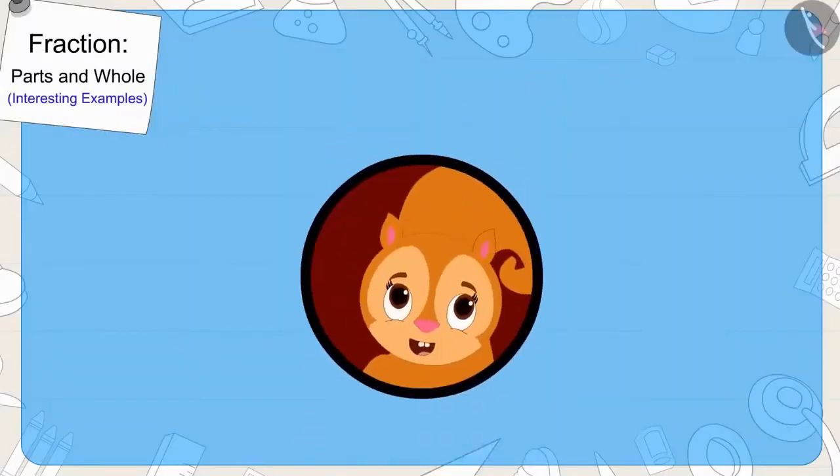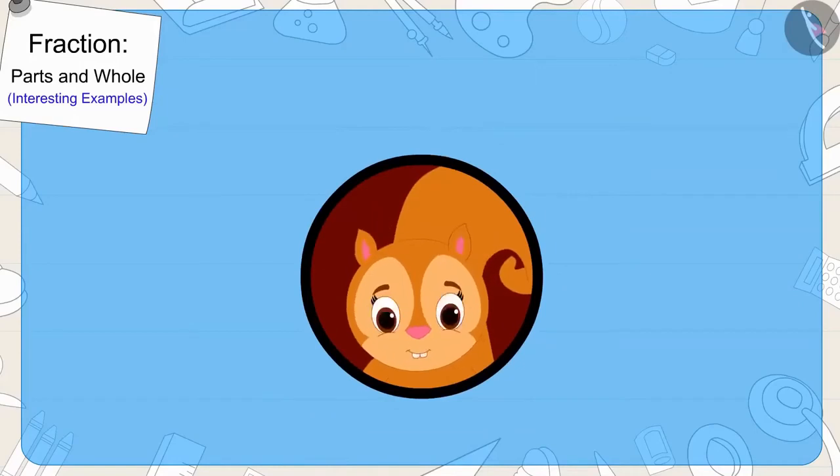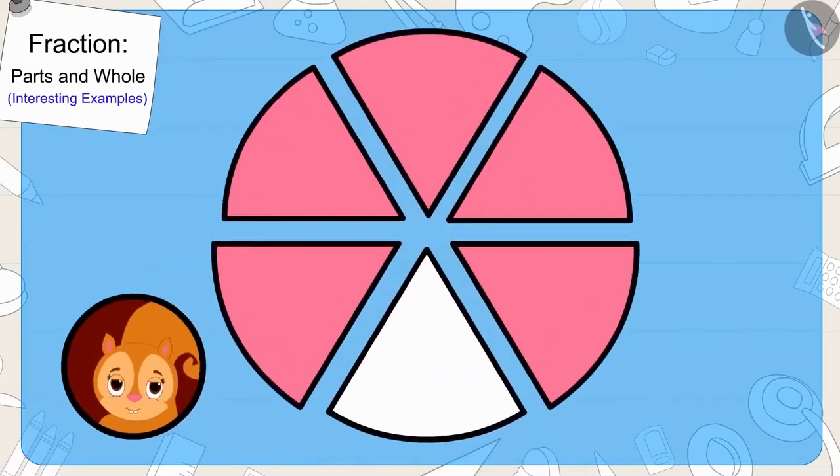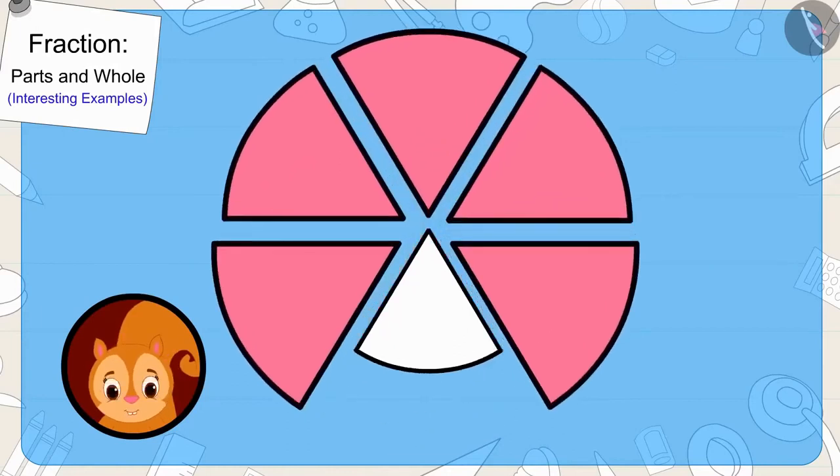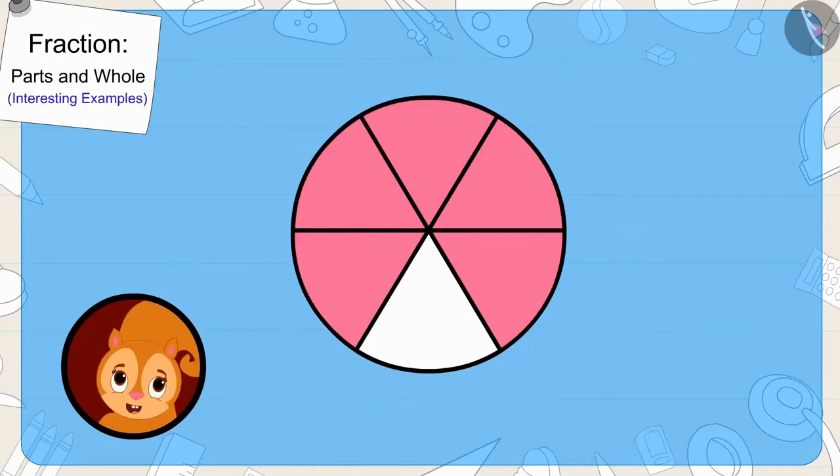Well done, children! You have made it perfectly. There are 6 equal parts here, and 5 of them are pink. We can write it as a fraction in this way.